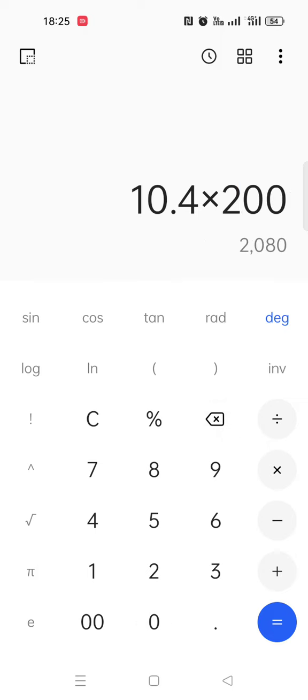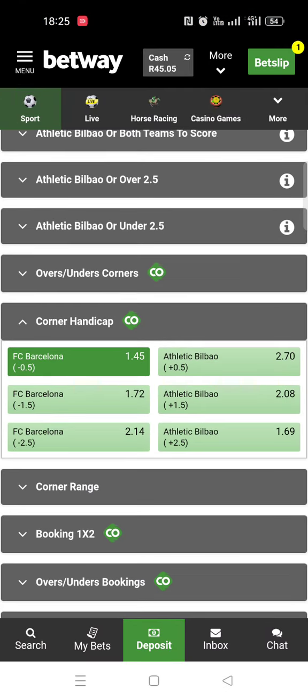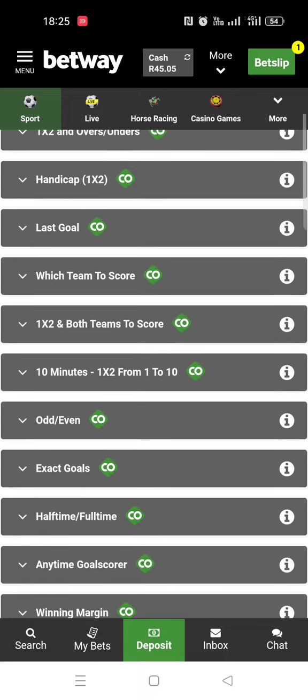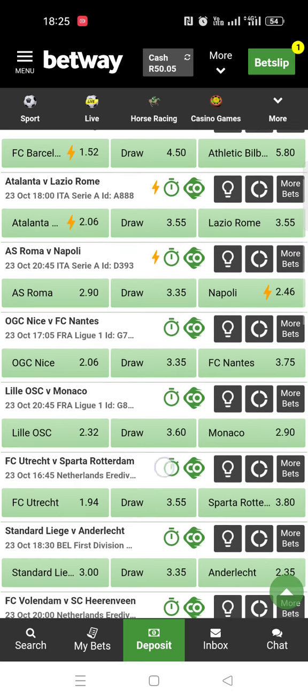Guys, let's look at this market. I'm not saying the odds will always be like this. I'm not sure what the odds will be for other top teams. Let me just have a look at these top teams.